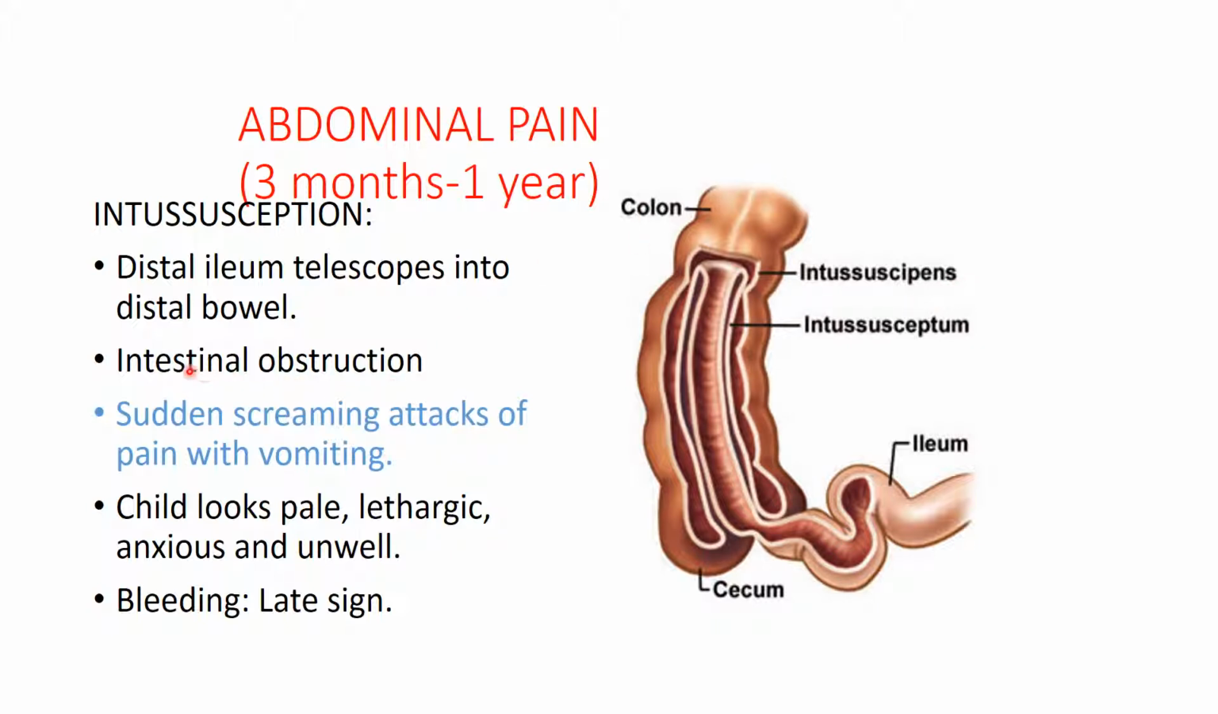So intestinal obstruction results, with a sudden screaming attack of pain with vomiting, and the child looks pale, lethargic, anxious, and unwell. Bleeding is a late sign.